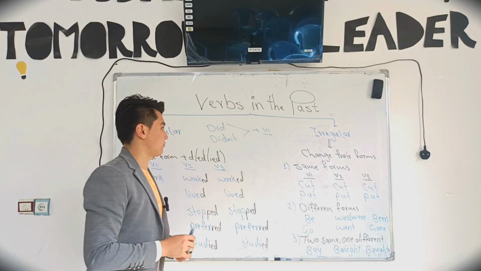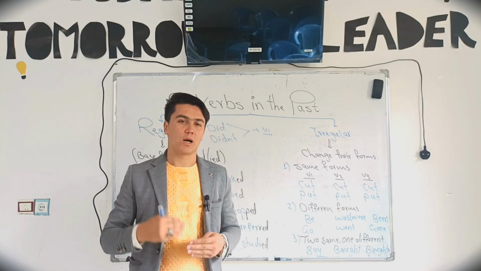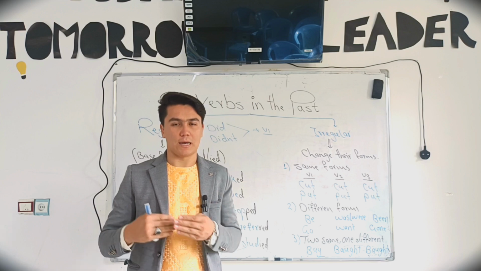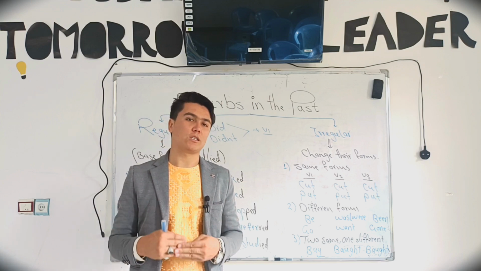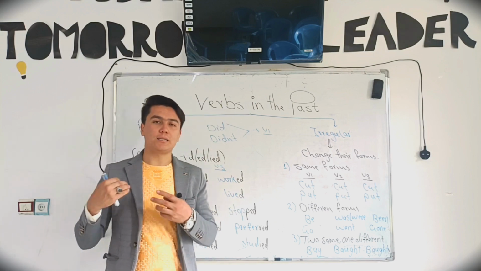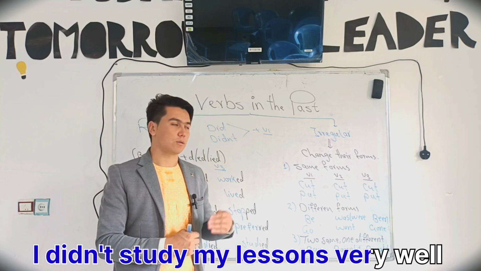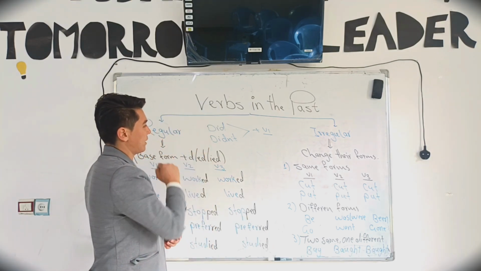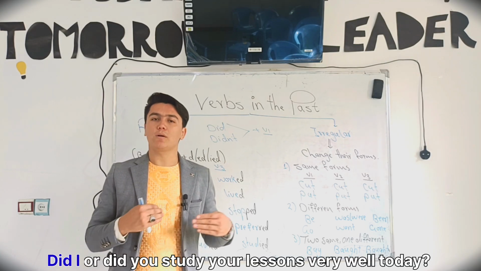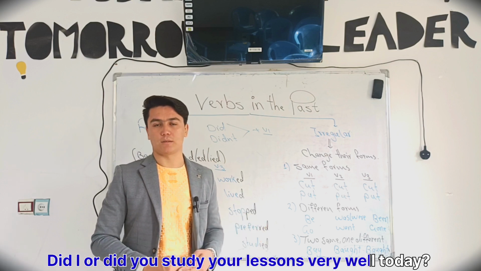As an example, we can say, I studied my lessons very well today. You can have this example as a positive form, and then you can change it to negative by adding did not or didn't. We can say, I didn't study my lessons very well today. And then you can change it to a question by adding did at the beginning of the sentence, and say, did you study your lessons very well today?